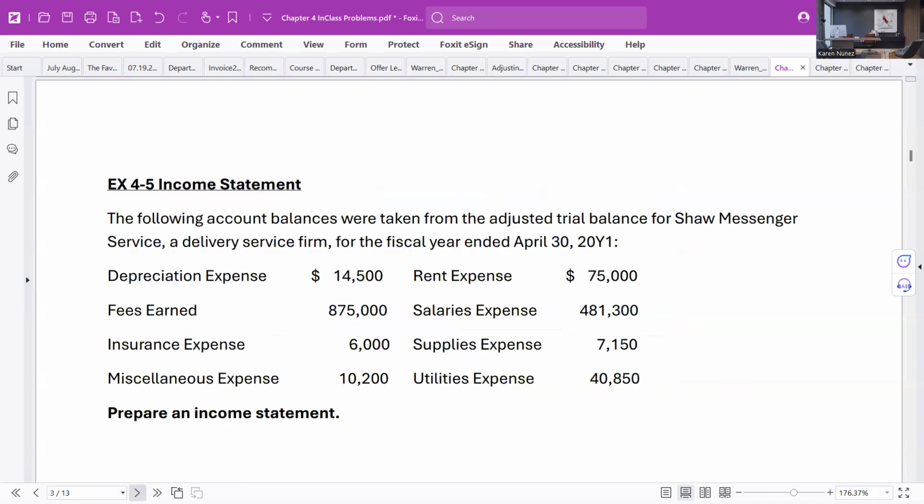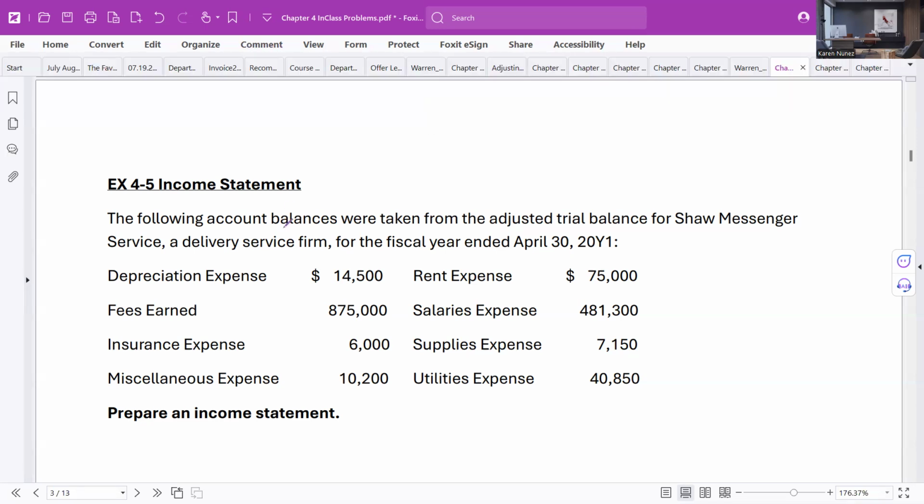Okay. Next, we need an income statement. So we have an opportunity here with a couple of exercises to prepare an income statement. Remember, all we're doing in income is summarizing the revenue, summarizing the expenses, and taking the difference between the two. If the revenue is greater than the expenses, we've got income. If the expenses are greater than the revenue, then we've got a net loss. That's all we're doing.